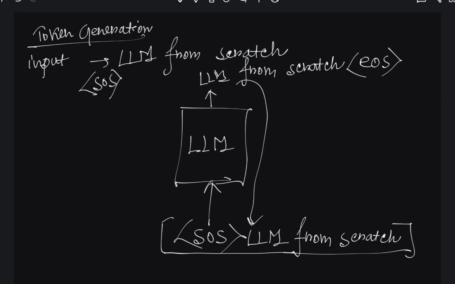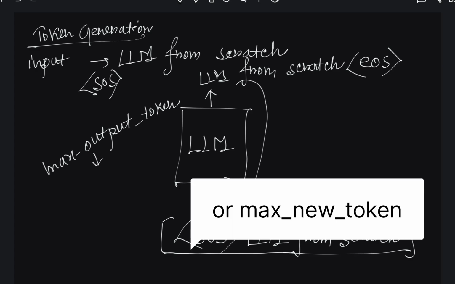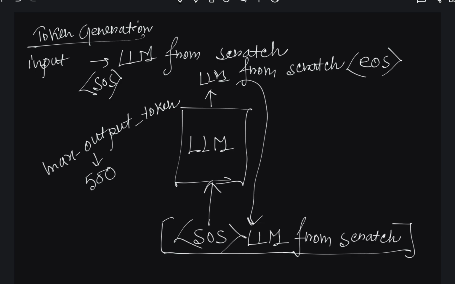This depends, as you can also bring in a parameter like max output token. You can define a value like 500, and the process of generation will keep going until you reach 500 tokens in the output.